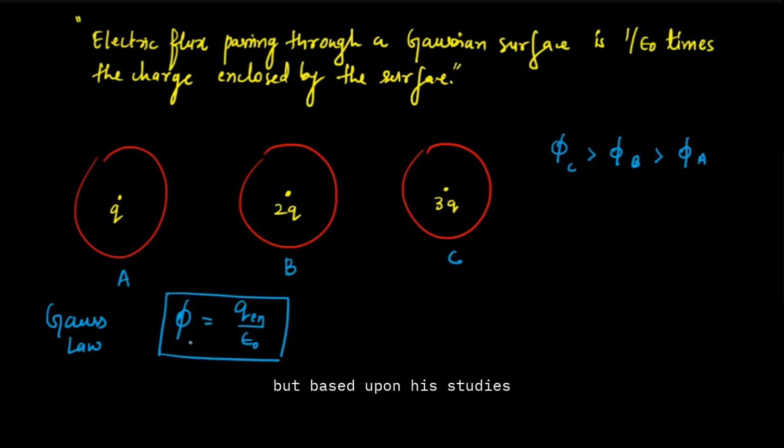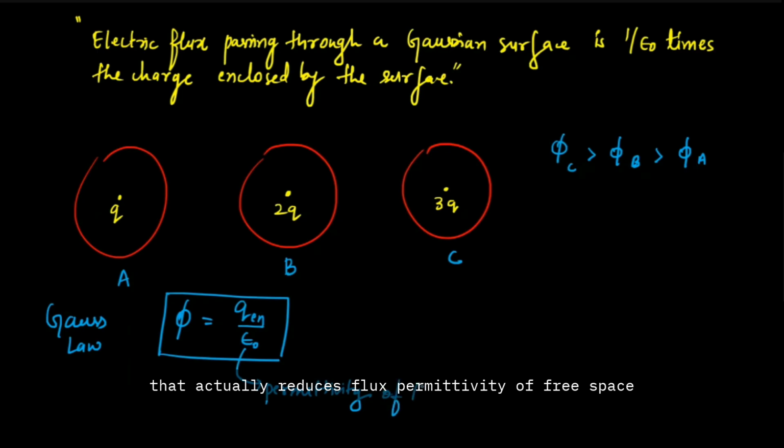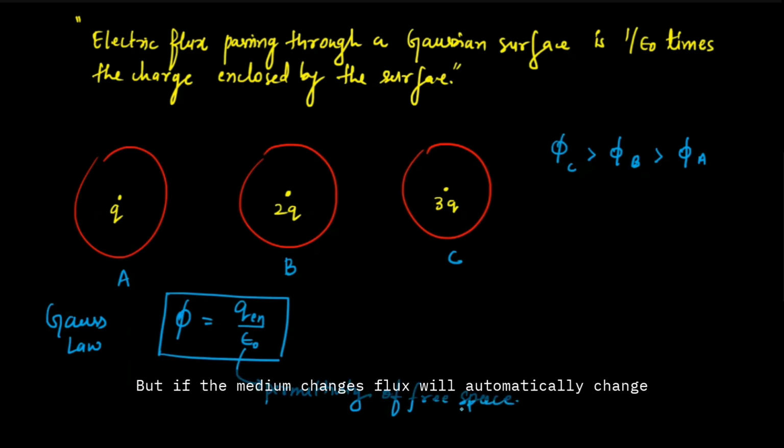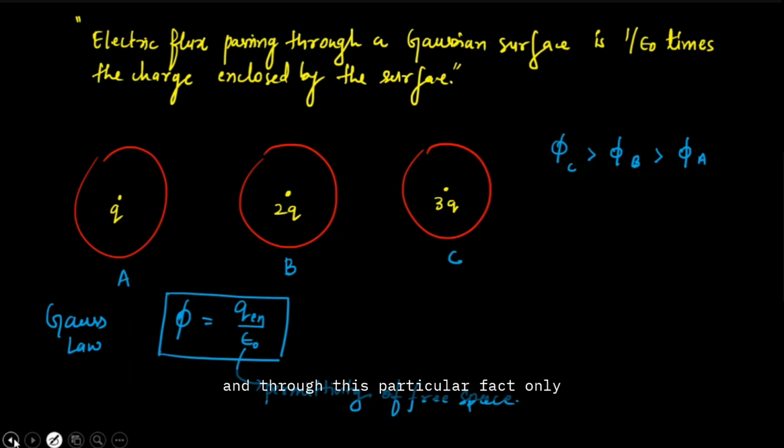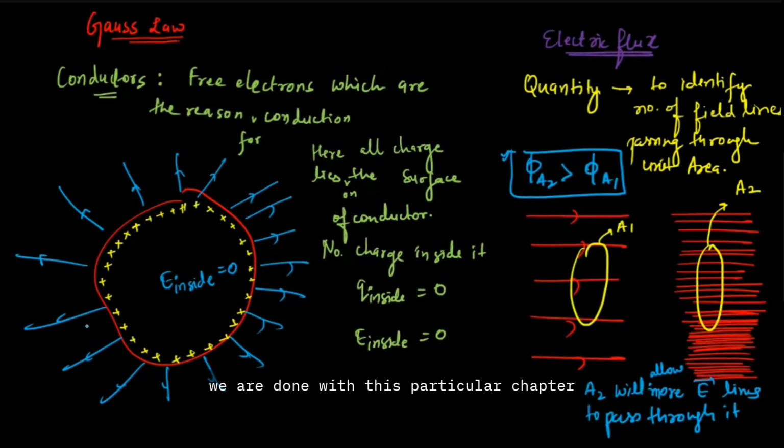But based upon his studies and experimentation, he found that flux is directly proportional to charge over epsilon naught. That is the permittivity of free space. So this is the factor that actually reduces flux, permittivity of free space. Or we don't know whether it increases also. But if the medium changes, flux will automatically change. That is also we have to understand because permittivity is a medium-dependent factor. So this was all about electric flux, and through this particular fact, this is the last part of the chapter, we are done with this chapter.